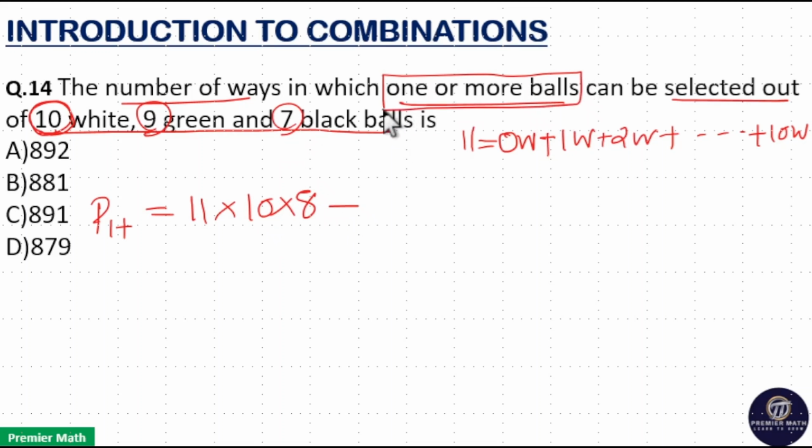But you have to subtract something because we have a condition. You should select 1 or more balls. That is, at least 1 ball is mandatory. But this total possibility 11 into 10 into 8 includes selecting none of these balls. That is, selecting 0 white balls, 0 green balls and 0 black balls is included in this total possibility. So subtract one such case. That is, if you are not selecting any of these balls, subtract one such case. So total possibilities is equal to 880 minus 1, 879. Option D is your answer.